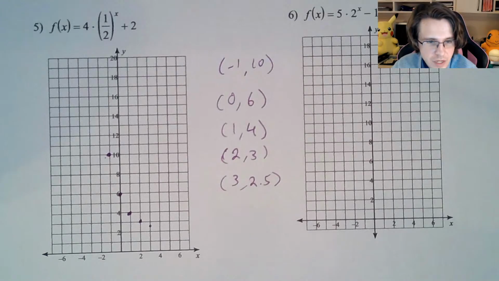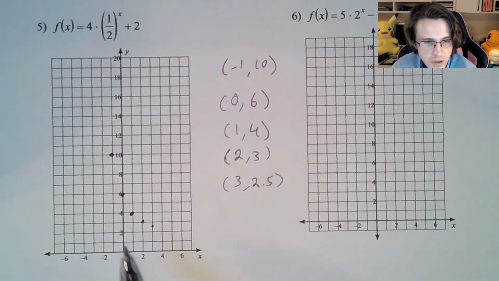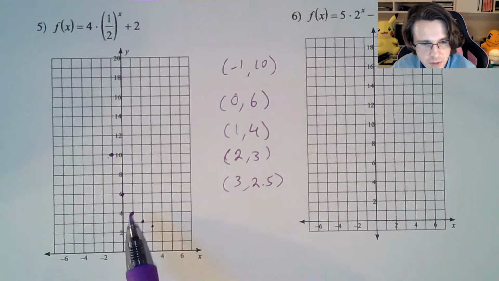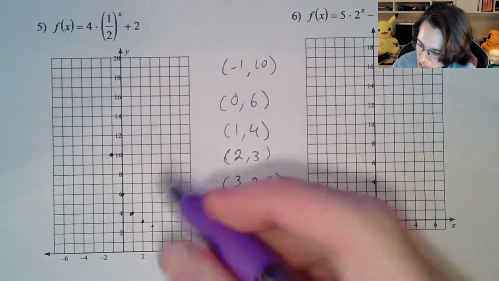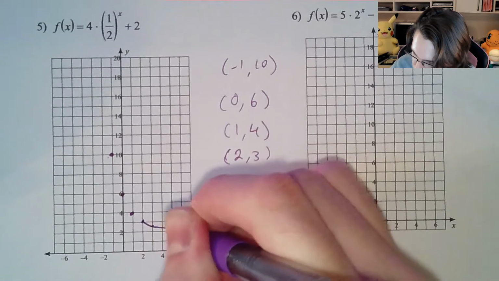What might not be obvious on this one is what number it goes to. On the other ones, it was really obvious that it went down to 0, but I don't know if you can tell here, but it does not go towards 0. In fact, it approaches 2.